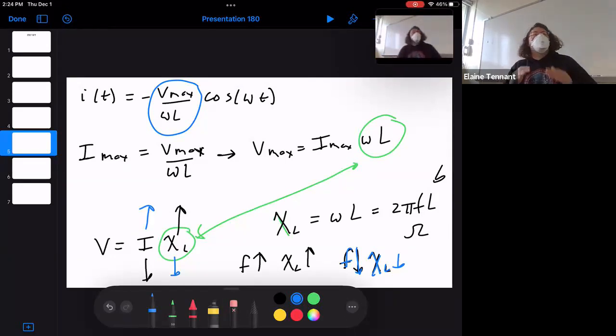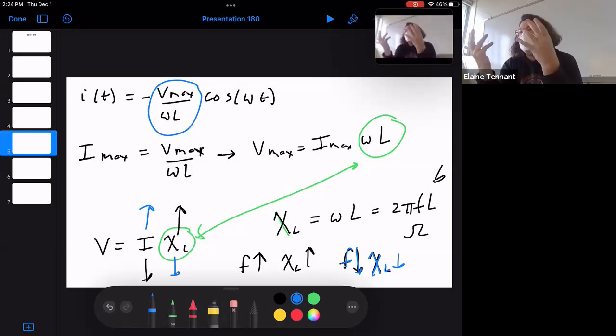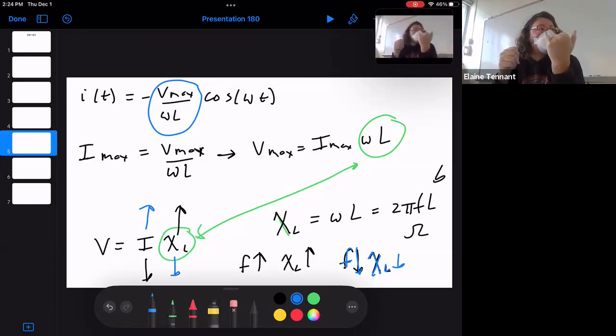Okay. And I hope this makes sense, because an inductor doesn't like change. That's the whole thing about it. You know, Faraday's law, it wants to remain the same. And so of course it doesn't like high frequencies because high frequencies change very quickly. That's the whole point of frequency. It tells you how much something changes.